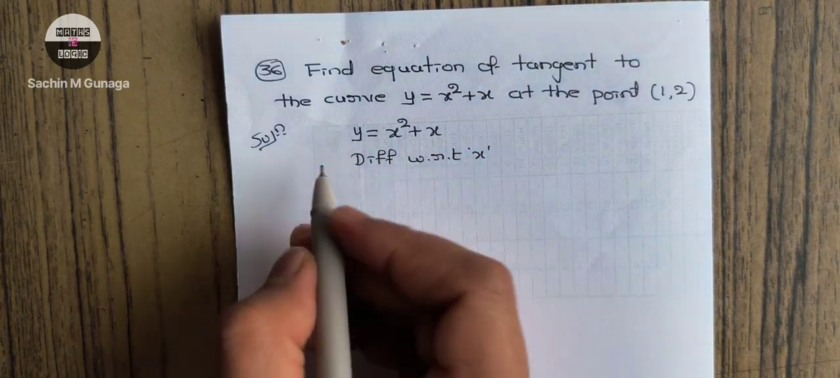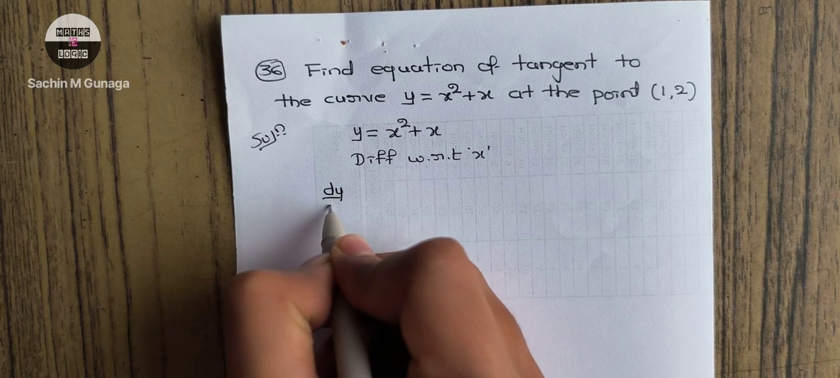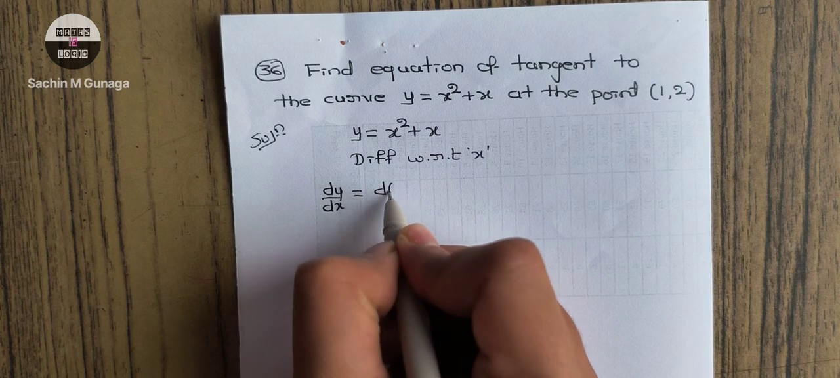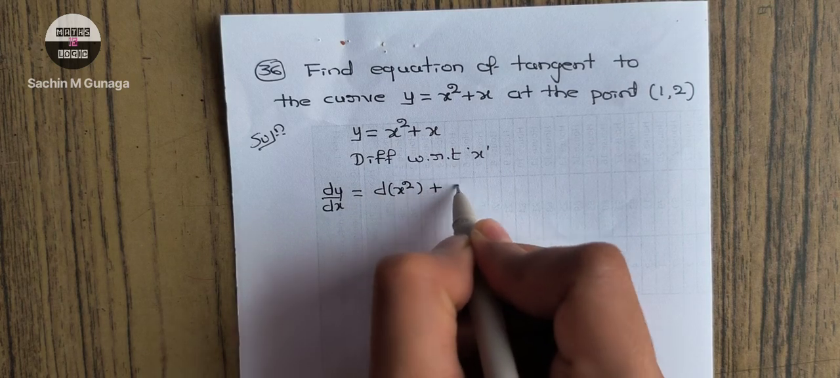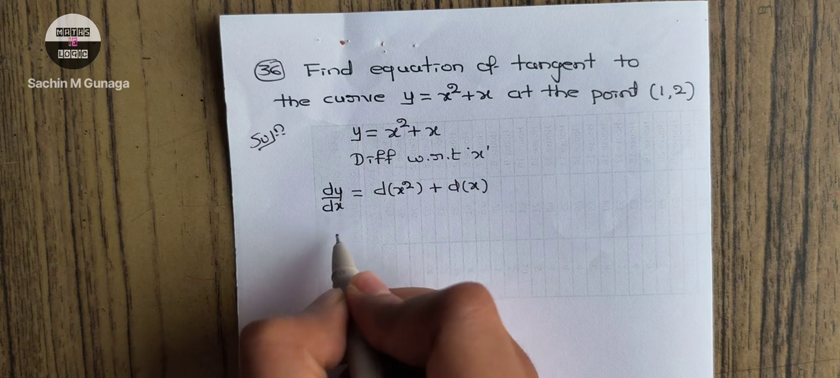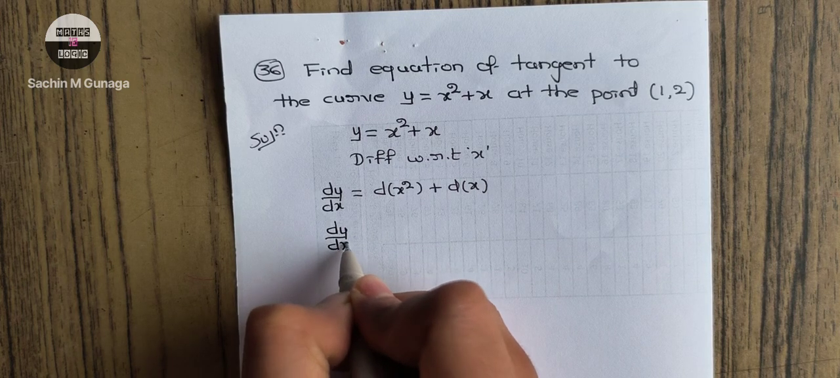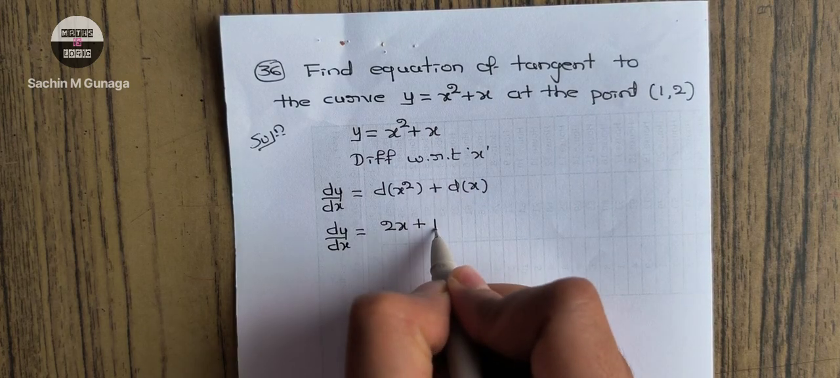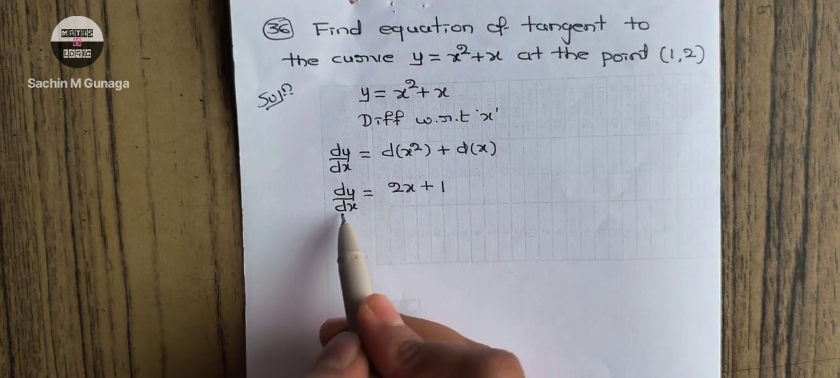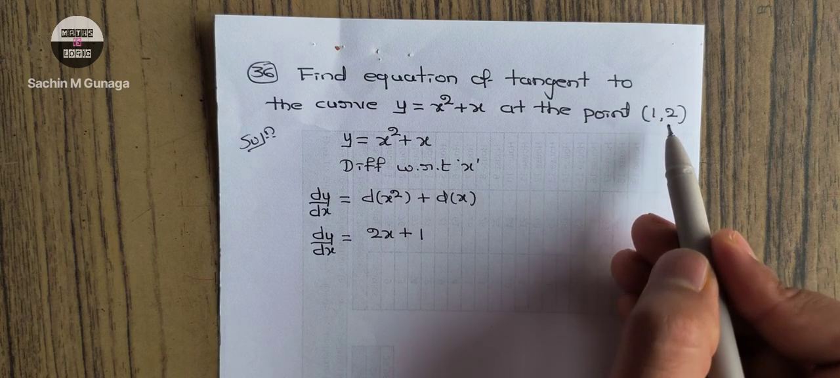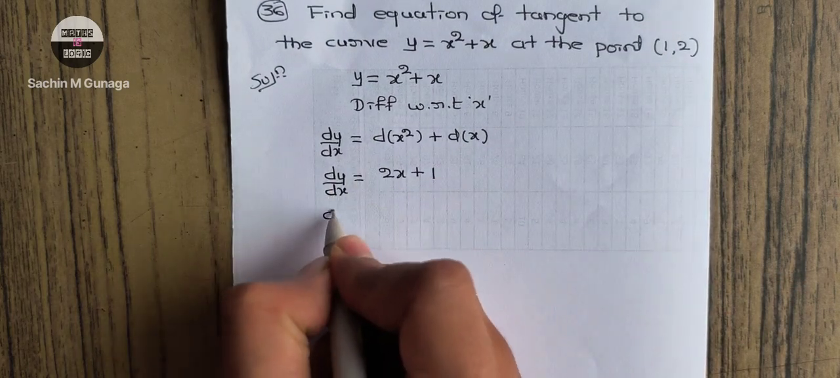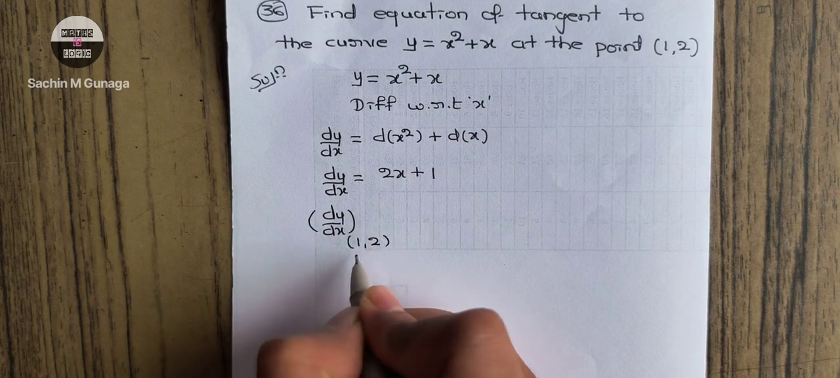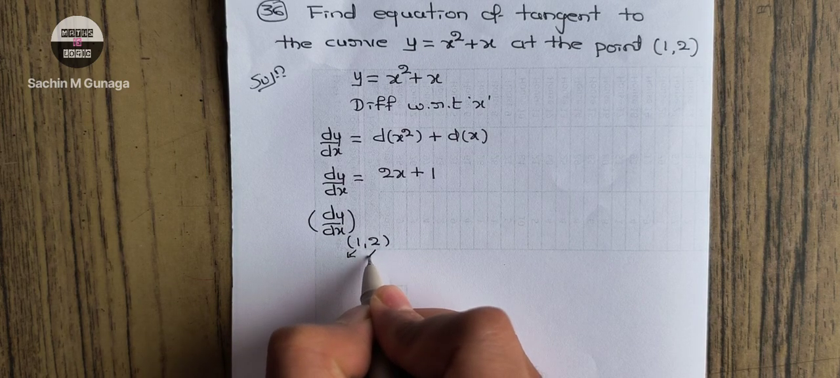So dy divided by dx is equal to, again two terms, middle plus sign, apply the addition rule, differentiation of x square plus differentiation of x. Therefore dy divided by dx is equal to, x square differentiation is 2x and x differentiation is 1. So after finding dy by dx, this particular point we need to substitute. Therefore, dy divided by dx at 1 comma 2. Here 1 is the x value and 2 is the y value.